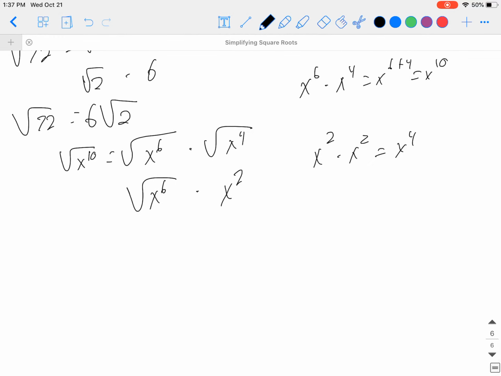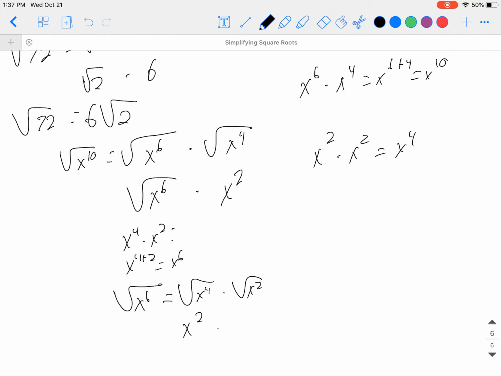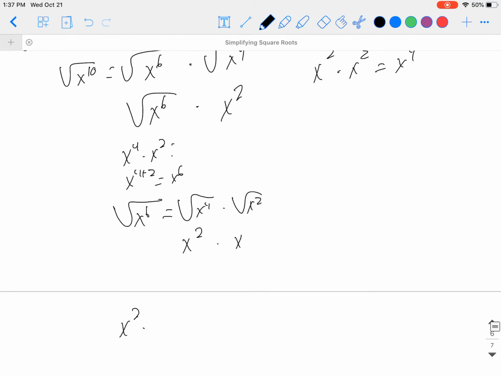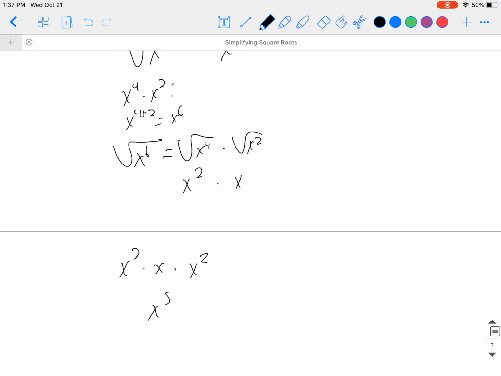Now we can reduce x to the 6th again. We can make this x to the 4th times x squared, because x to the 4 plus 2 equals x to the 6th. Square root of x to the 6th equals square root of x to the 4th times the square root of x squared, which equals x squared times x. So plugging this back into the original problem, we have x squared times x, or x cubed. So the square root of x to the 10th equals x to the 5th.